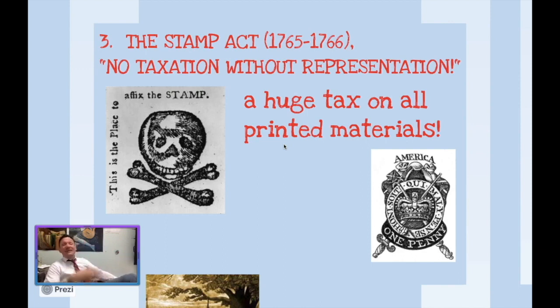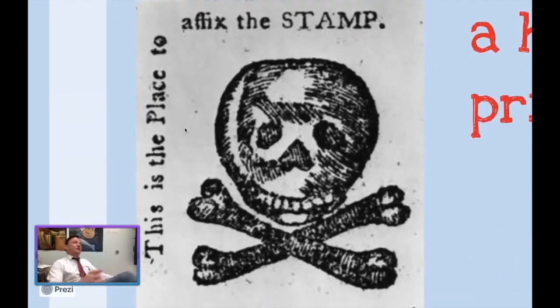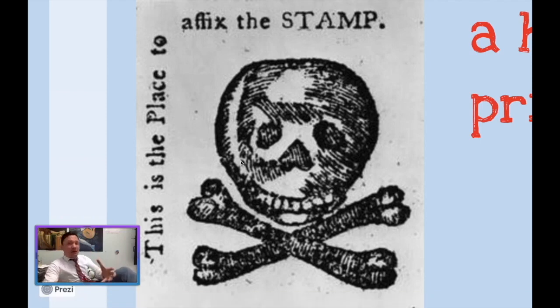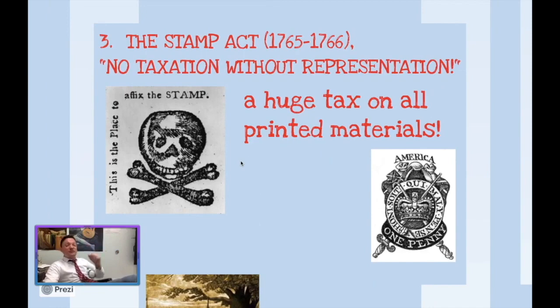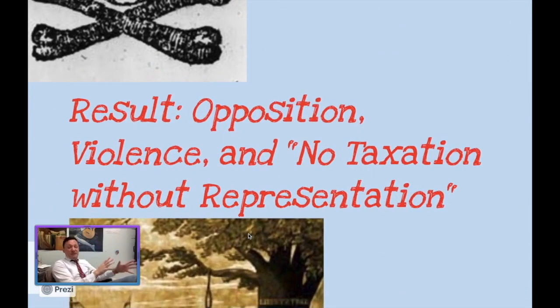These are also things that the American colonists needed. They still needed basic necessities, which is going to lead to a huge outlash. This is a political cartoon that came out following the Stamp Act, and it says, this is the place to affix this stamp, showing a skull and crossbones saying, Britain, you're killing the colonies. You're killing us because you're unfairly taxing us this very large amount, right? So this leads to some of the earliest opposition against the British government during the American Revolution, also some early violence, and the phrase, no taxation without representation.